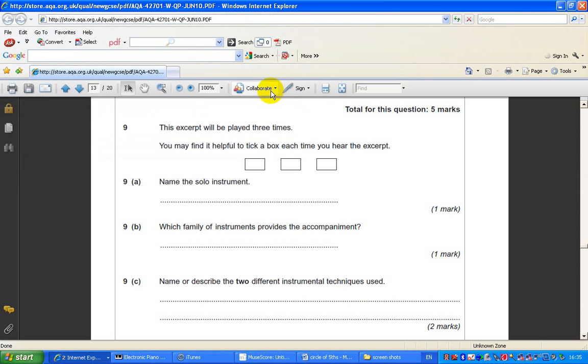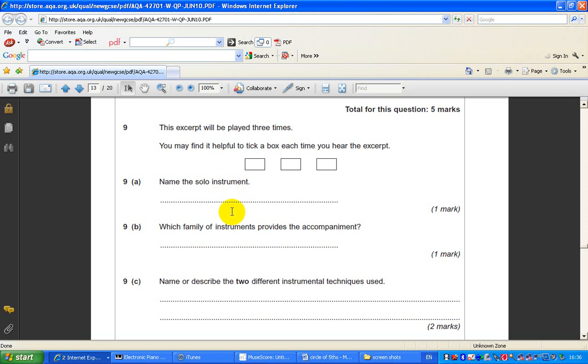Okay, right. So the name of the solo instrument? It's an instrument that has got quite a marshmallowy sound to it, and it's a woodwind instrument, and it's the clarinet. Sometimes you can confuse the clarinet with a brass instrument, which is like the cornet, but the clarinet has that marshmallowy, very fluid, smooth sound to it.